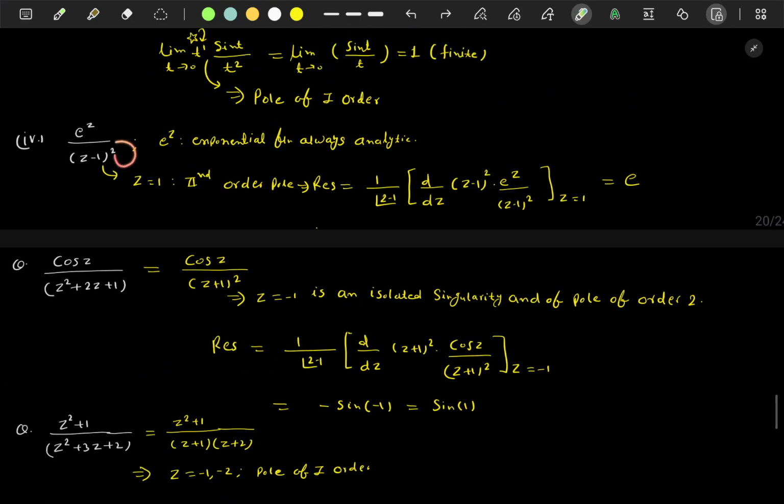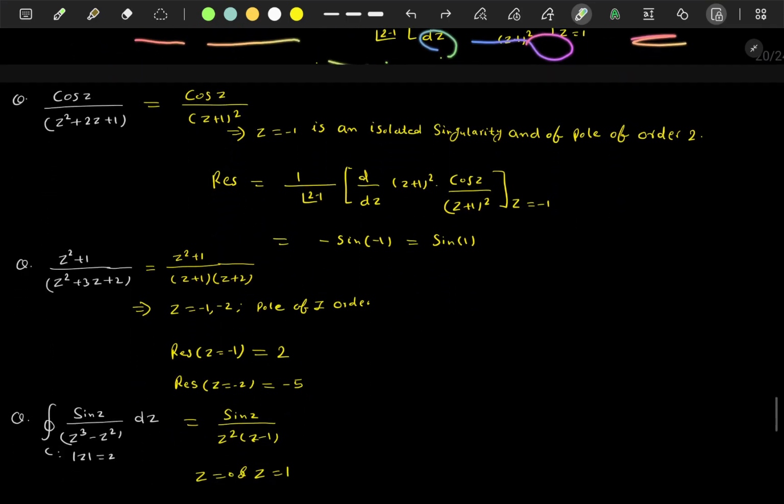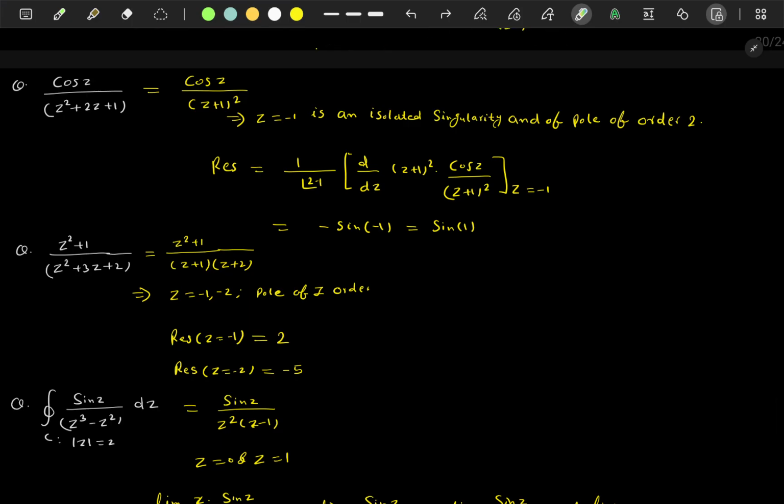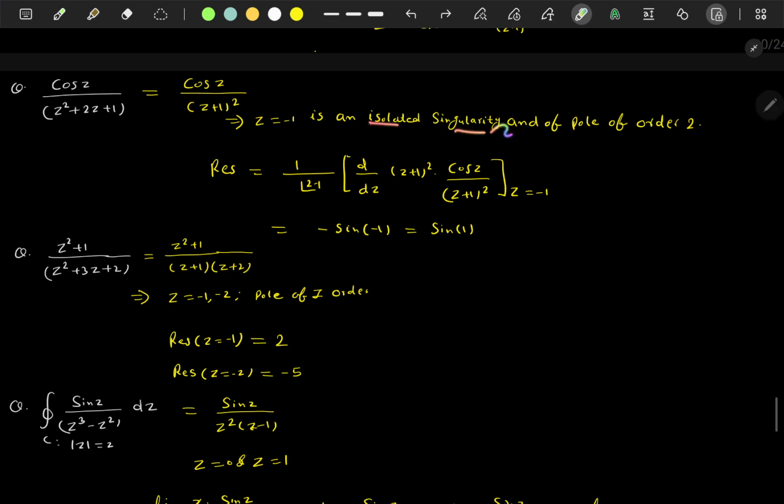Now you can see here it is z minus 1 raised to the power 2. So z equal to 1 is a second order pole. So residue will be calculated at z equal to 1 as 1 upon factorial n minus 1, the n minus 1 derivative of the whole function. It will give you value e. Similarly, you can solve it with z equal to minus 1. It is an isolated singularity because the limit is existing. It's an isolated singularity, a pole of order 2. Pay attention to these points also, because in MCQ he can ask you directly about the singularity, types of singularity.